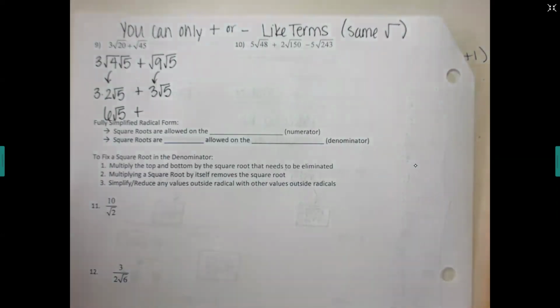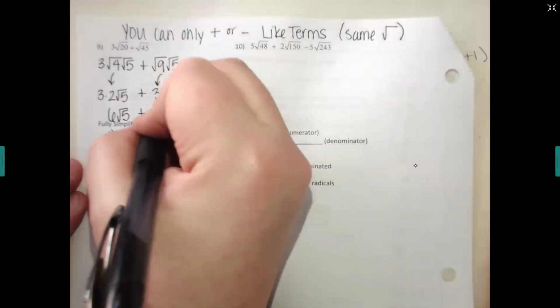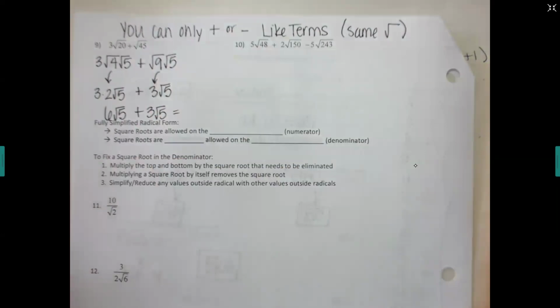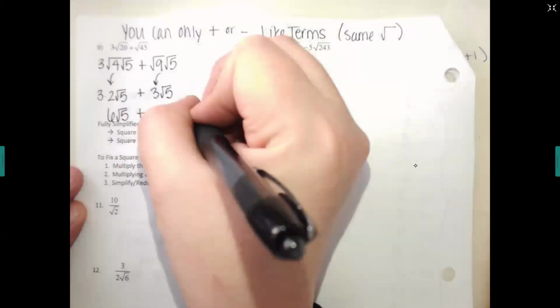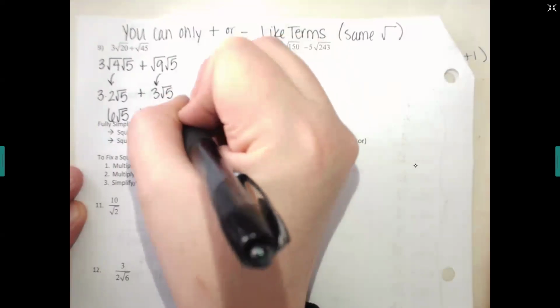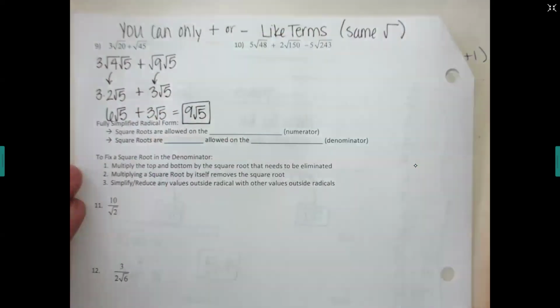Then if I have a 6 root 5 plus a 3 root 5, are they the same type of root? They're both root 5s, and I can add the numbers in the front. So if I have 6 here plus 3 more, how many will I have altogether? 9, and you're going to keep the root 5 the same. Okay, when you are adding, you are only adding those numbers in the front together. Okay?